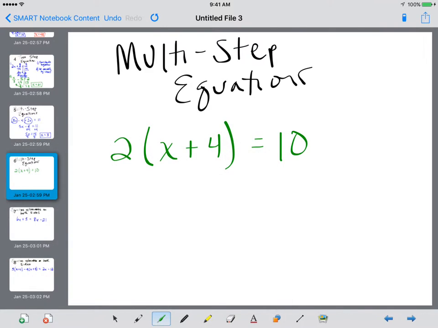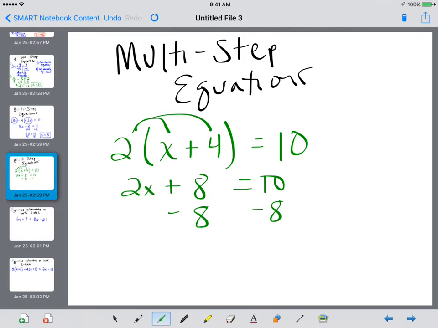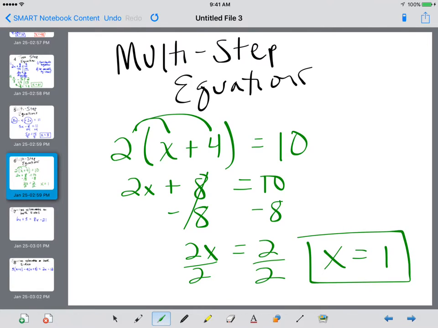In this multi-step equation, we've got parentheses. That usually means we can distribute. So from our simplifying days, we know that we can distribute the 2 to both terms. We can get 2x plus 8 equal to 10. Now it's a two-step equation in which I'm going to subtract 8 on both sides. Cancel it out. We get 2x equals 2. Divide by 2, and x equals 1.